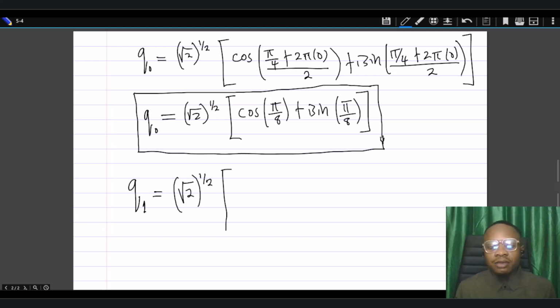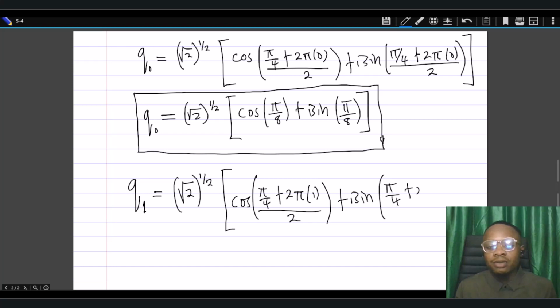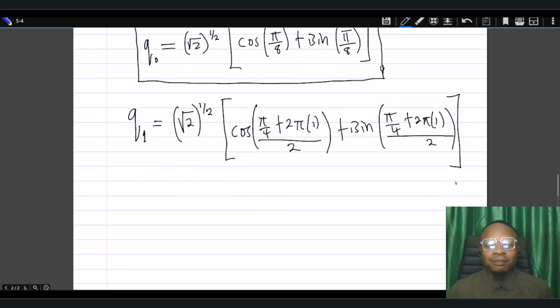Then we have this to be cos of (pi over 4 plus 2 pi k). So this time around we have 2 pi multiplying 1, and this is divided by 2, then plus i sine of (pi over 4 plus 2 pi k). In this case k is equal to 1. Then we divide everything here by 2 and close the bracket. So with that we are good to go.